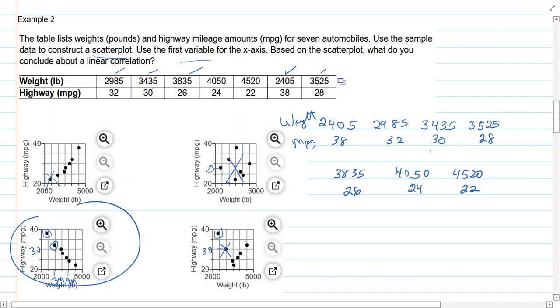We'll double check the last one's 30, exactly 30 for a 34, 35, okay? 34, 35, there it is. So yes, this is the one. And then at the last one, 4520, it is at 22, 20 and a bit. That's correct. So this is a correct graph.